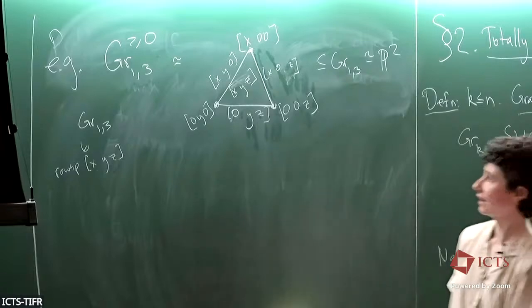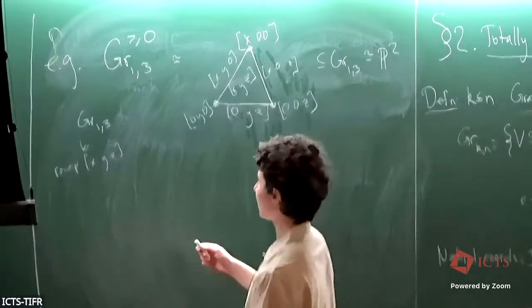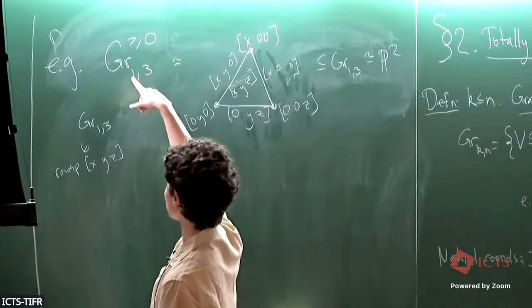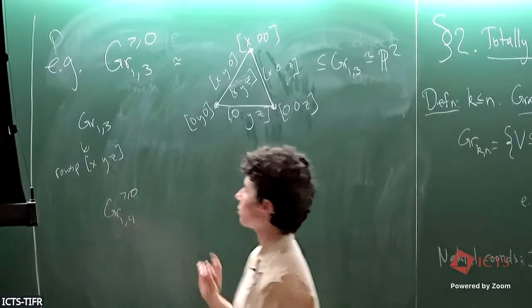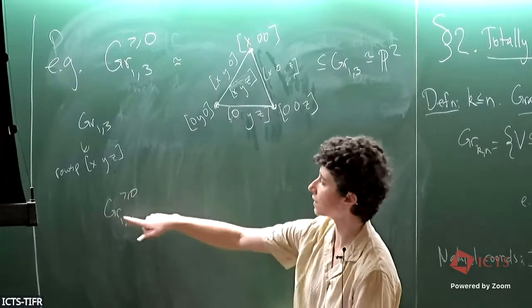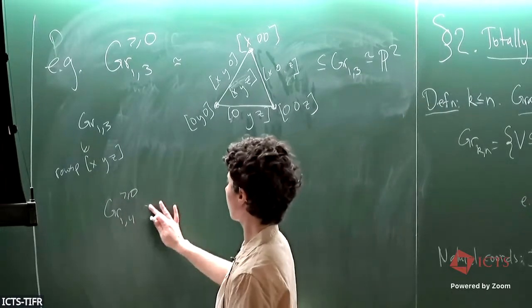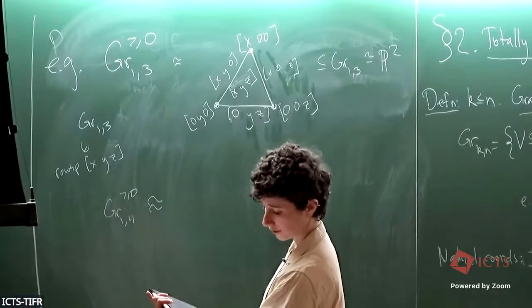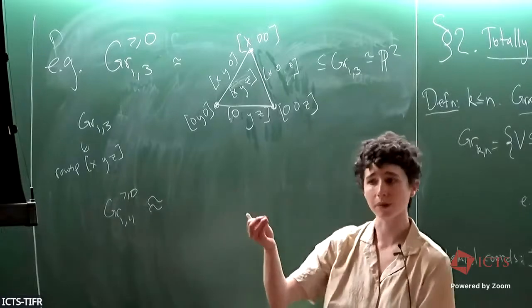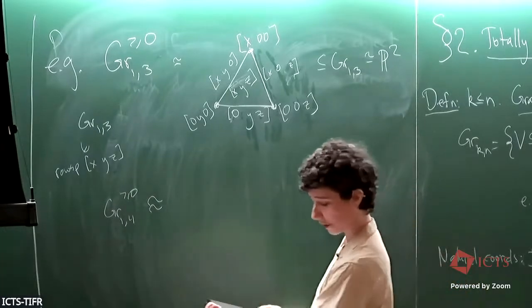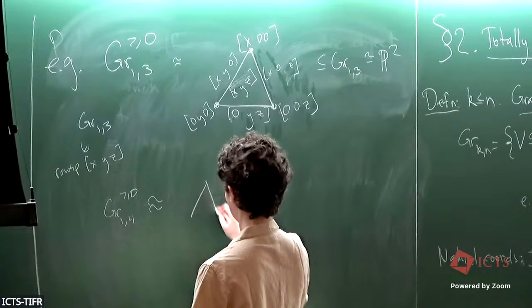Okay, and I guess I should say what happens if I keep k equals 1, but I increase n, so I move up to GR(1,4). And this, okay, I'll test my skills. So this looks like a tetrahedron, right? A simplex of 1 higher dimension sitting inside of GR(1,4).